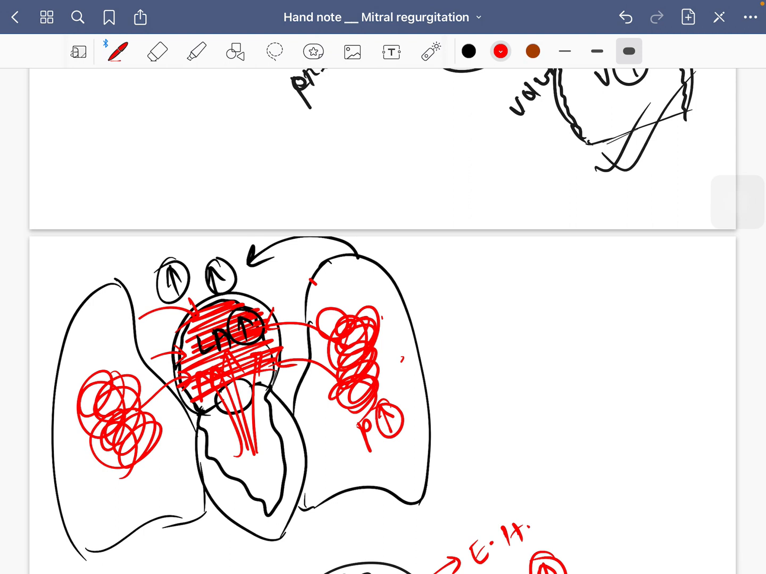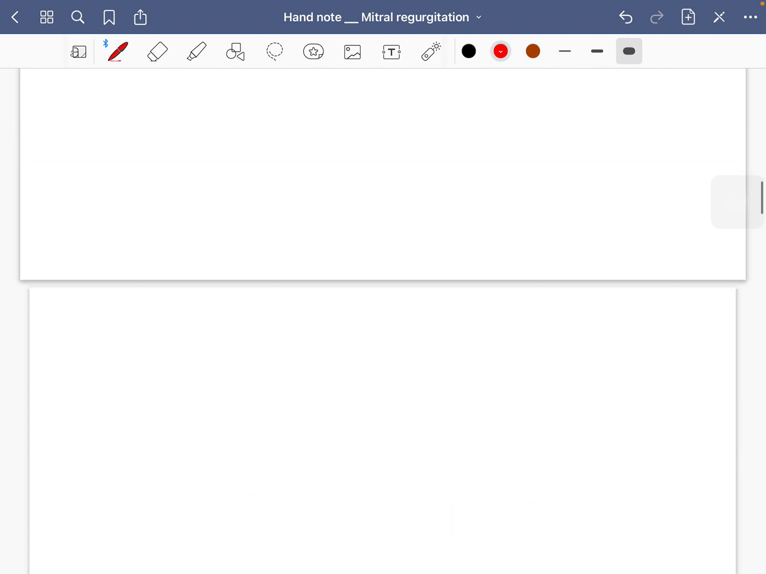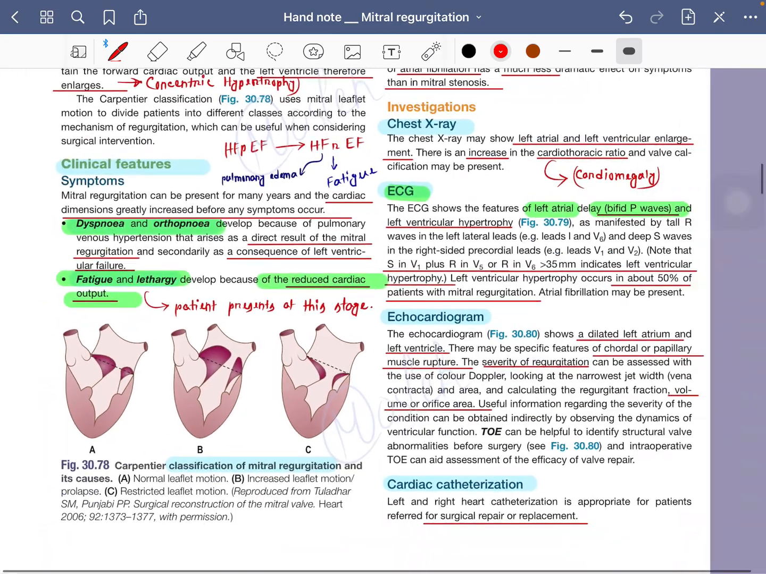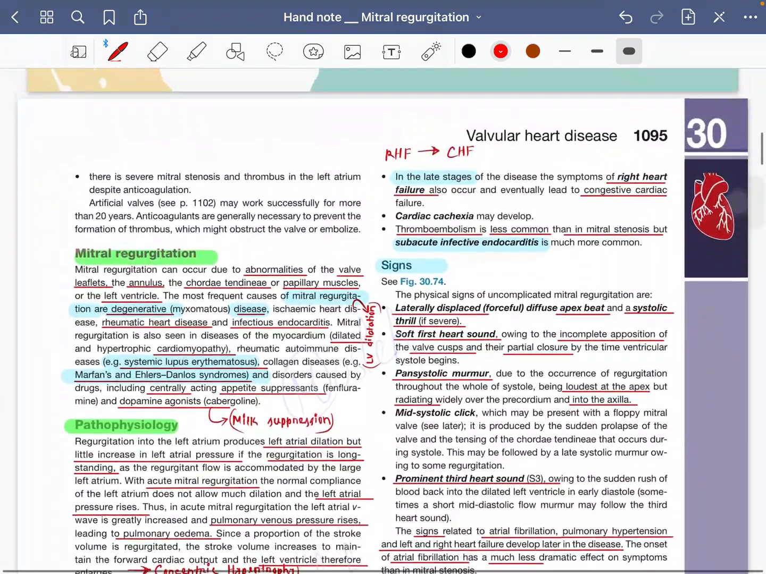But what is the first symptom there? The pulmonary venous congestion, and this pulmonary venous congestion will lead to dyspnea, breathlessness, because it will hamper the gaseous exchange in your lungs. That's why patients will suffer from dyspnea, breathlessness. Okay, so this is the cause of dyspnea or breathlessness.